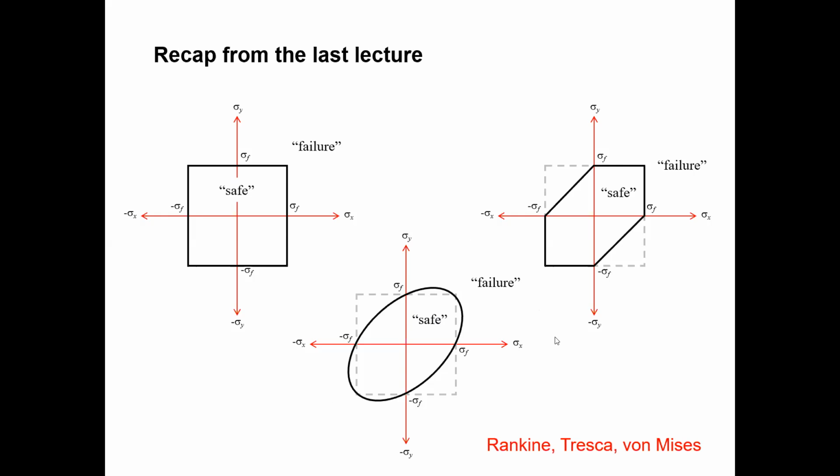We already discussed these things as well. So this one is for the Rankine theory, that means the first one, this one for the Tresca theory, and this is the von Mises theory. So first one, third one, and fifth one.